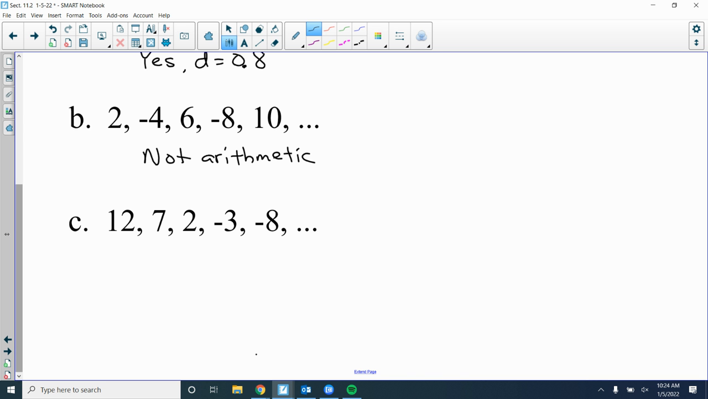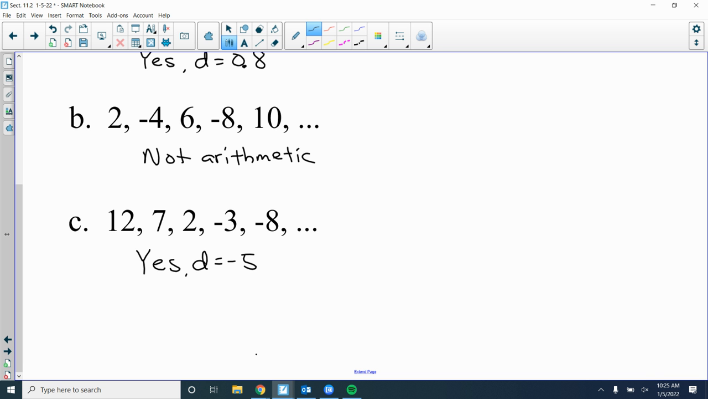Isn't it D equals 5? No. D equals -5. Okay, it's negative. So D equals -5. It's going from 12 to 7 to 2. If it's going down, D has to be negative. If it's going up, D has to be positive. Okay, that's all you got to do is identify it. More often than not, you're going to see it.